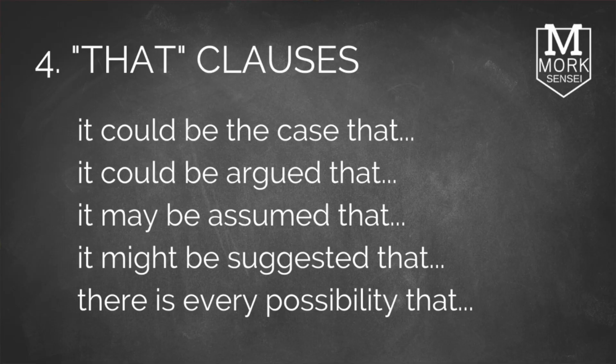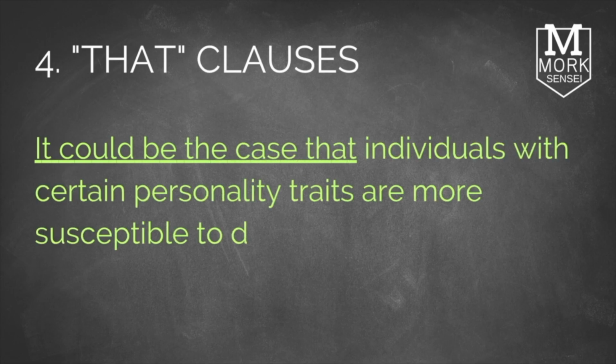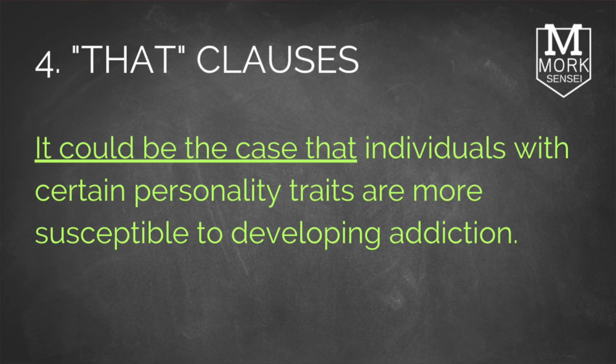Now let's move on to the fourth and final way we can hedge sentences, and that is through the use of clauses. These include it could be the case that, it could be argued that, it might be suggested that, and there is every possibility that. And of course, I have some examples for you. It could be the case that individuals with certain personality traits are more susceptible to developing addiction.